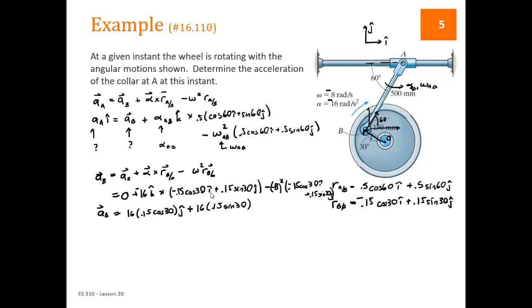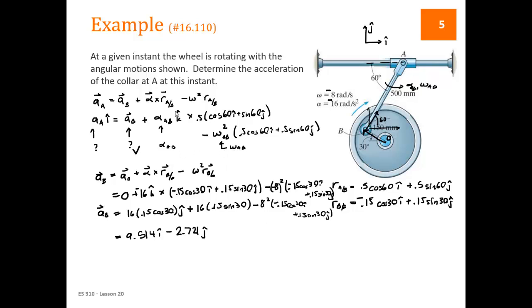All right, so that's the first term. This one we don't have to do cross products, right, because they're already set. So this is going to be minus 8 squared times negative 0.15 cosine 30 i hat plus 0.15 sine 30 j hat. All right, so we simplify this, we'll get a_AB is equal to 9.514 i hat minus 2.721 j hat. So we've found this one. Done. So now we need to find either alpha or omega.